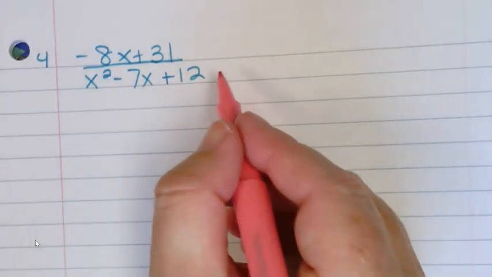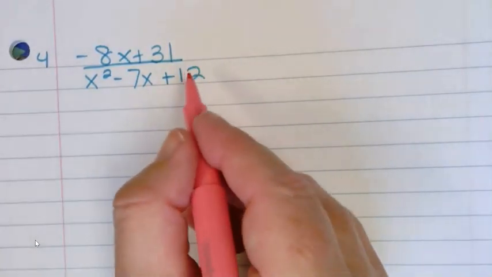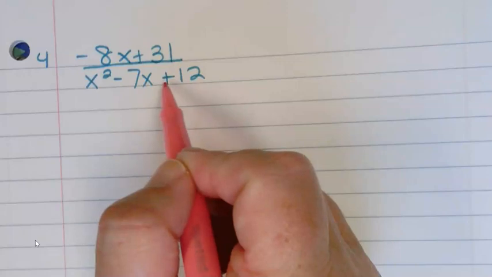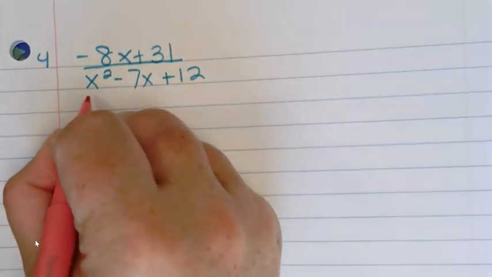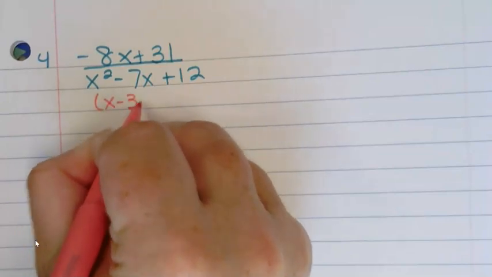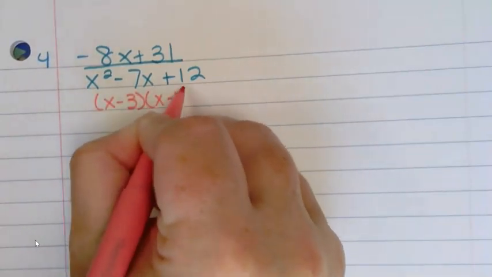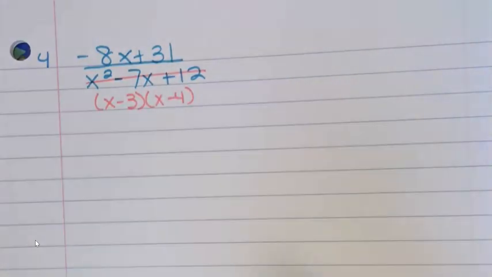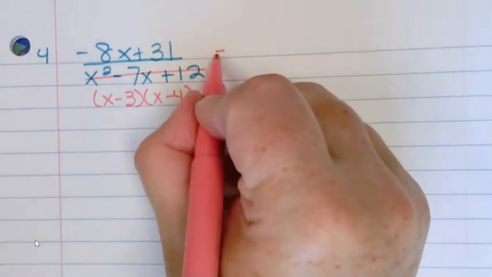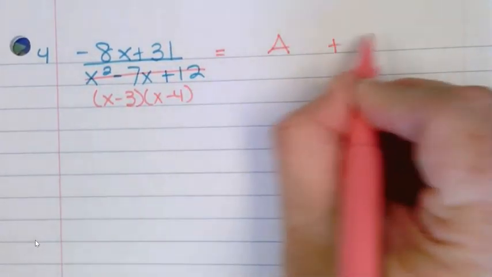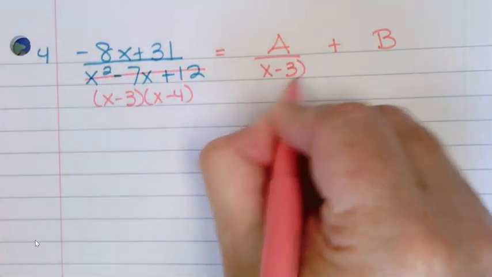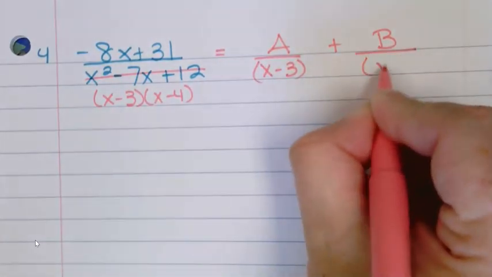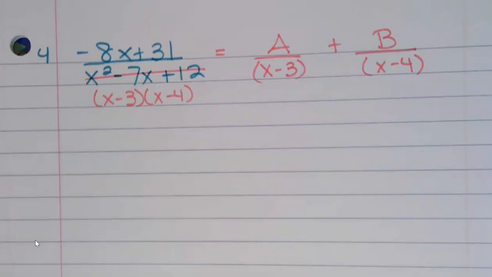Okay, partial fractions. Step 1, we have to factor. What times what gives us 12 that adds to negative 7? 3 and 4. So this would be x minus 3 and x minus 4. I'm just going to do that to save a little bit of paper. And then we do a plus b, and we put one factor under the a and one factor under the b.